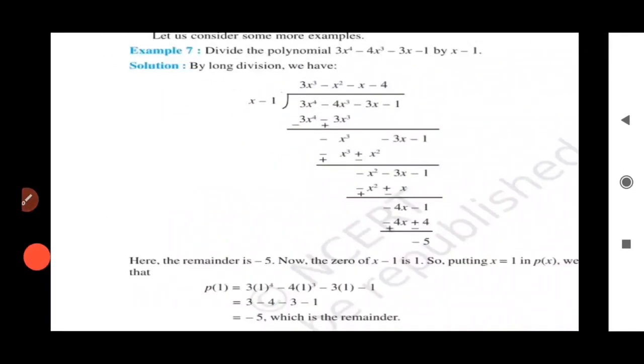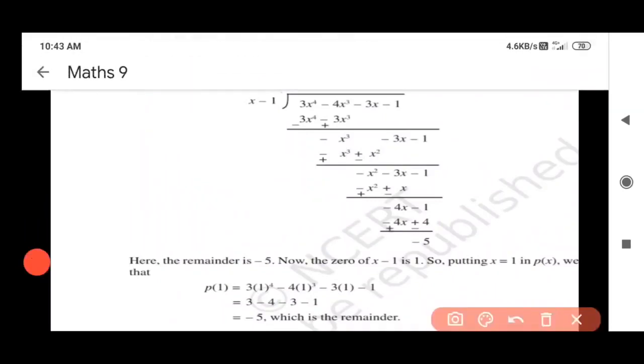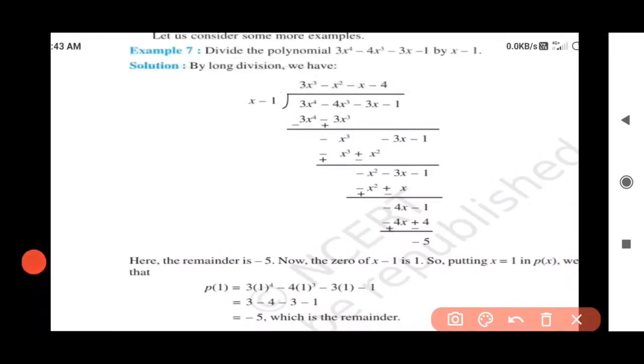Let us see another example for better understanding. Example 7. Divide the polynomial 3x power 4 minus 4x cube minus 3x minus 1 by x minus 1 by long division. Step number 1. See the polynomial is in descending order. So the given polynomial is in the proper descending order.